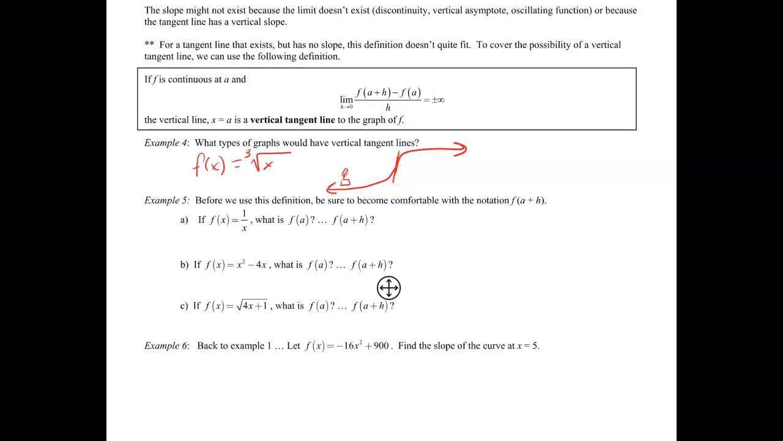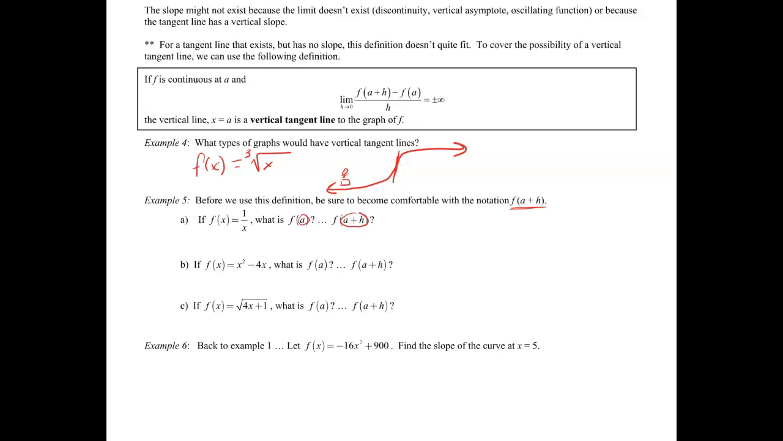Before we start using this definition, be comfortable with the function f of a plus h. Please don't let the algebra 2 kill you in calculus, please. This is just function notation. Basically, anywhere in the function that we see an x, we are either going to replace it with an a, or we are going to replace it with an a plus h. Actually, we're going to do it twice with both.